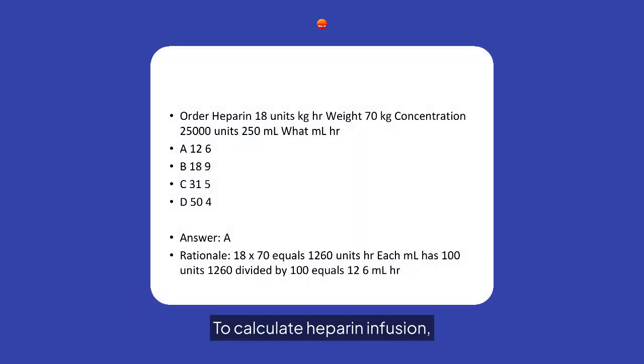To calculate heparin infusion, multiply the dose by weight and divide by concentration. For a 70-kg patient, the correct rate is 12.6 ml/hr, ensuring accurate anticoagulation management.